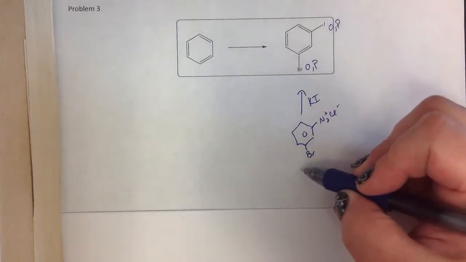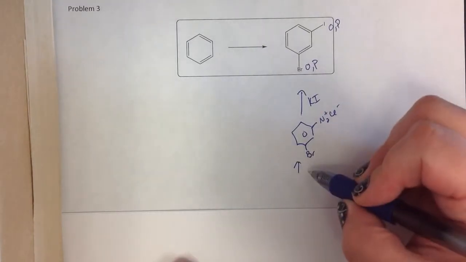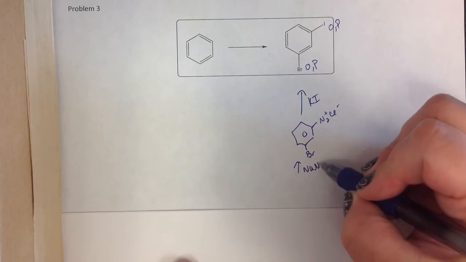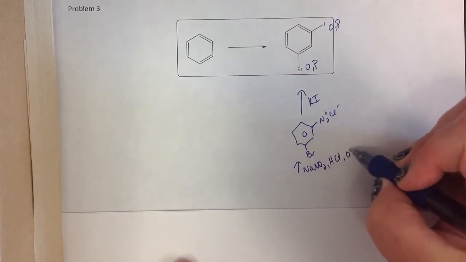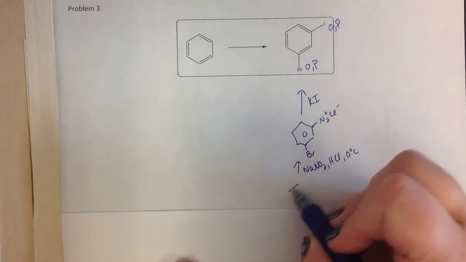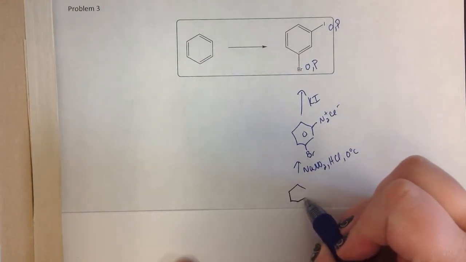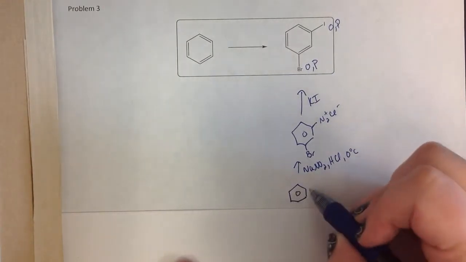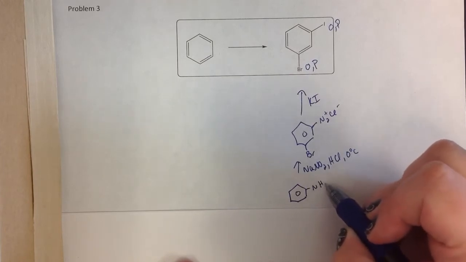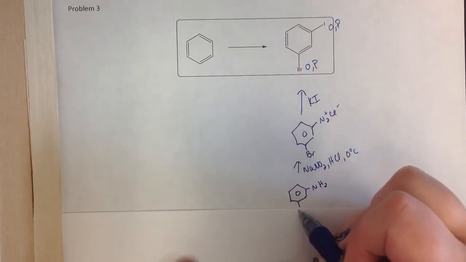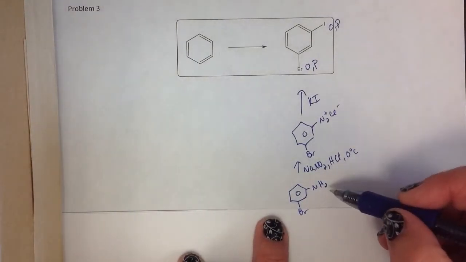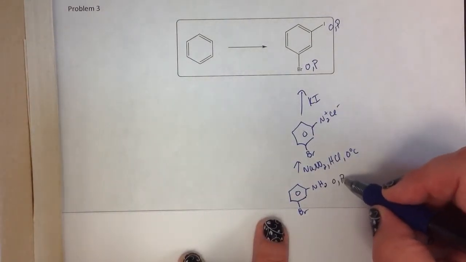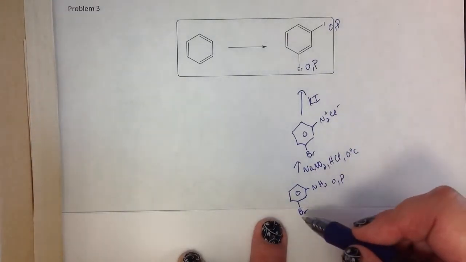Let's go backwards one more step here. And if you recall, we use NaNO2, HCl, and 0 degrees. And we start off using NH2, and down here would still be your Br, right? Okay. Well, at this stage, we're still an ortho-para director, so it's not going to work to put that Br on right there.